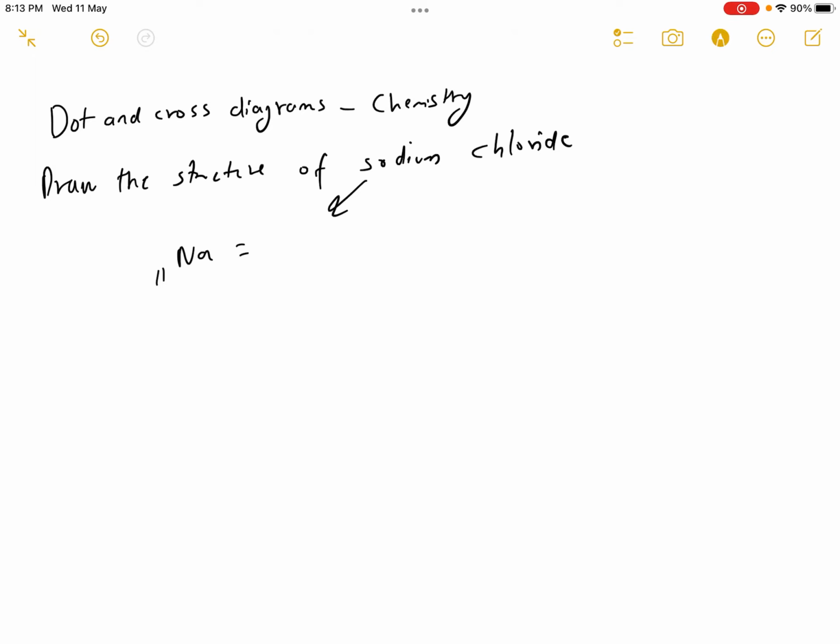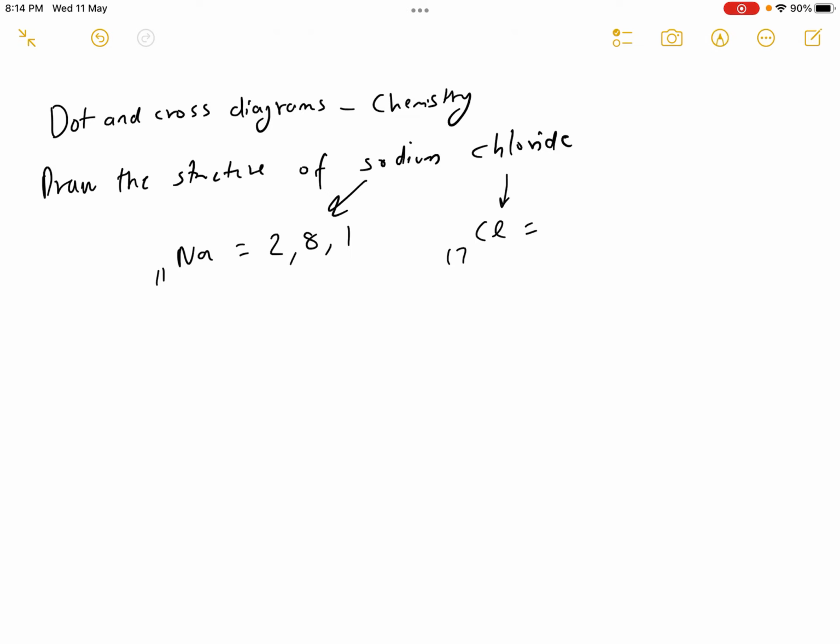Okay, so it's 11. We know that the first shell contains 2 electrons and the second shell contains 8. So in this case, it's going to be 8 and 1. So in order to draw that, that's done. Then in chloride, we know that it's a chlorine atom. So we just find out the atomic number of chlorine. In this case, chlorine has an atomic number of 17.